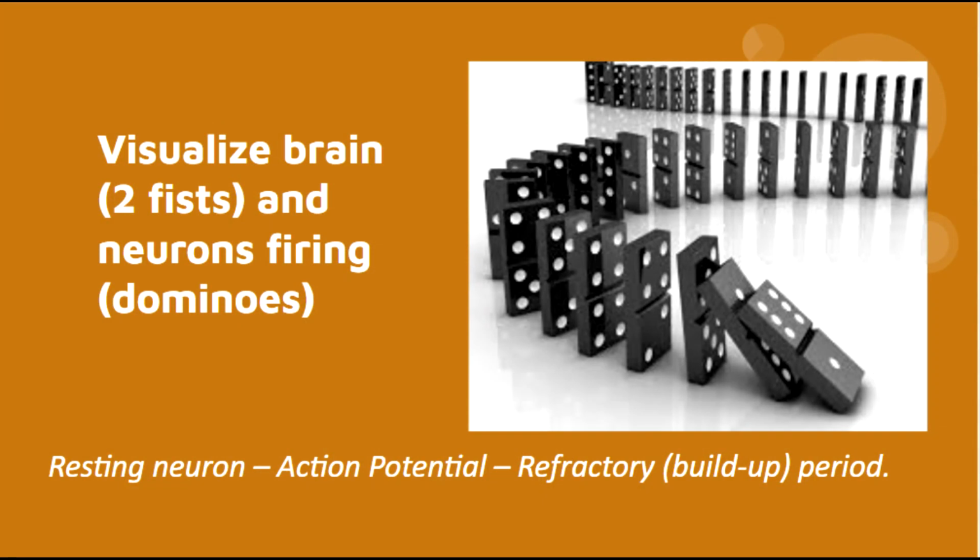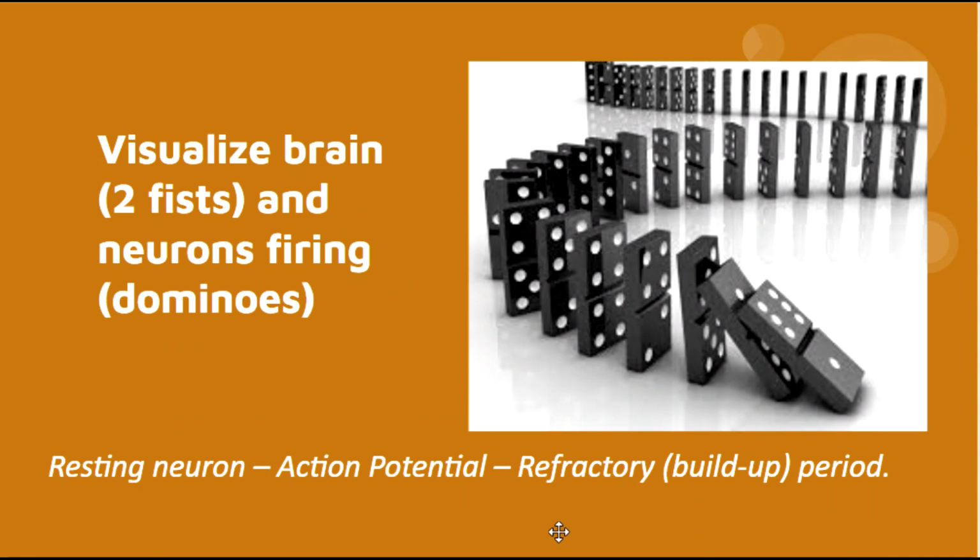So first, I wanted to mention how I tell students to visualize the brain. If you think about it in terms of your two fists together, that's each side, the left hemisphere and the right hemisphere, and then the corpus callosum is in the middle, and then the spinal cord comes down, which can be one of your arms or the middle. It's a good way to picture how the brain is in your skull.